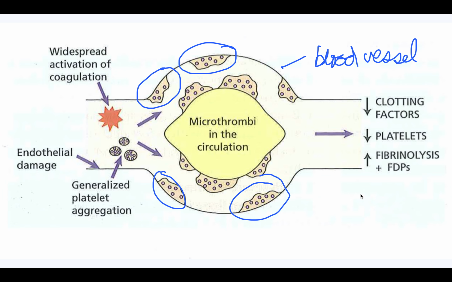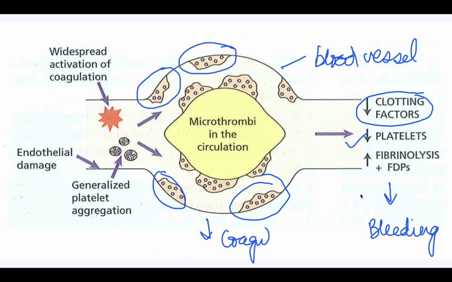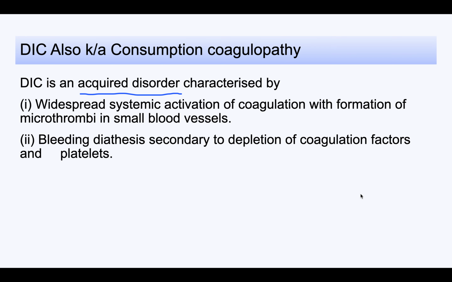Because of such widespread thrombosis which is taking place in the body, there is decrease in the clotting factors, there is decrease in the platelets, there is increased fibrinolysis. So these are all leading to bleeding. So you have two things going simultaneously in a case of DIC: coagulation as well as bleeding. So it is also known as consumption coagulopathy. There is widespread activation of coagulation with formation of microthrombi in small blood vessels, and then there is bleeding diathesis due to depletion of the clotting factors.